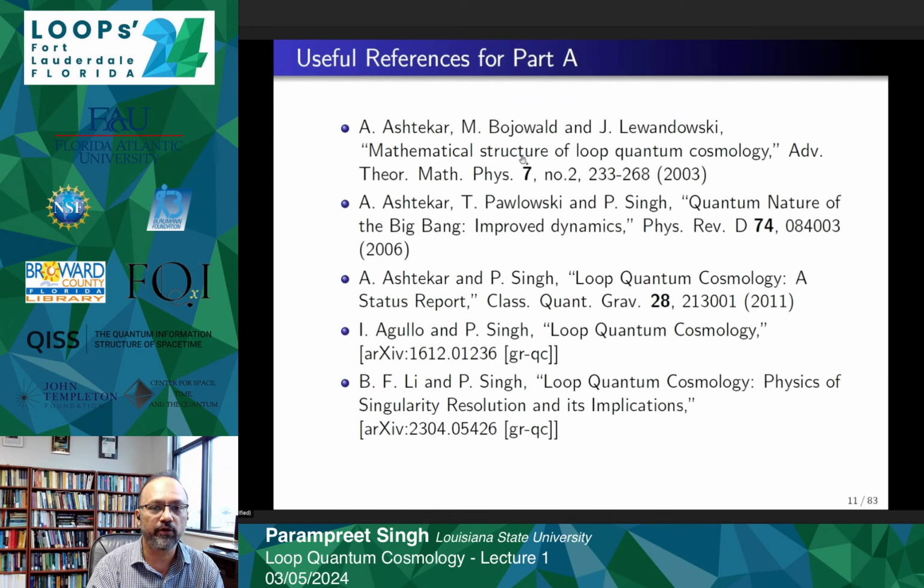I think it's very important to recognize that one of the most fundamental works in the very beginning was this beautiful paper by Ashtekar, Bojowald, and Jurek Lewandowski, which laid down the backbone of the mathematical structure of loop quantum cosmology. Then this paper, which is called the APS paper or the improved dynamics or the mu bar scheme, is also a useful reference. This status report is a useful reference for all the mathematical aspects and also physical aspects. And these two reviews are also useful references for the students.